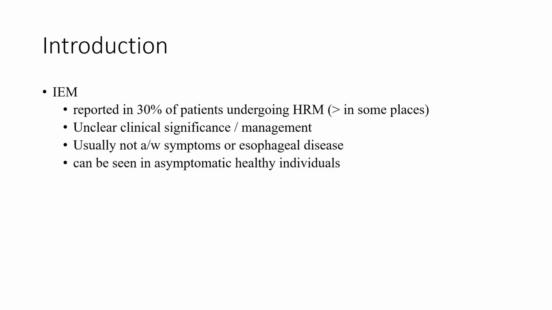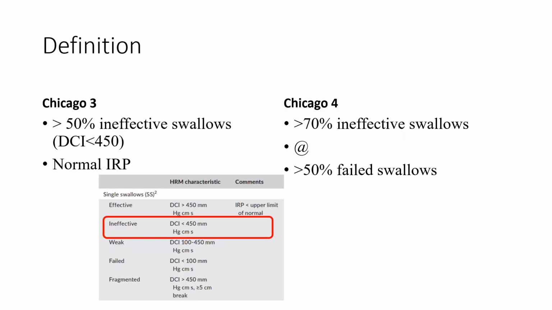IEM is usually not associated with any symptoms or esophageal diseases. It can also be seen in asymptomatic healthy individuals. The definition of IEM in Chicago 3 requires more than 50% of ineffective swallows with a normal IRP. However, in Chicago 4, the criteria for definition has been tightened, where we require at least more than 70% ineffective swallows or at least 50% failed swallows.